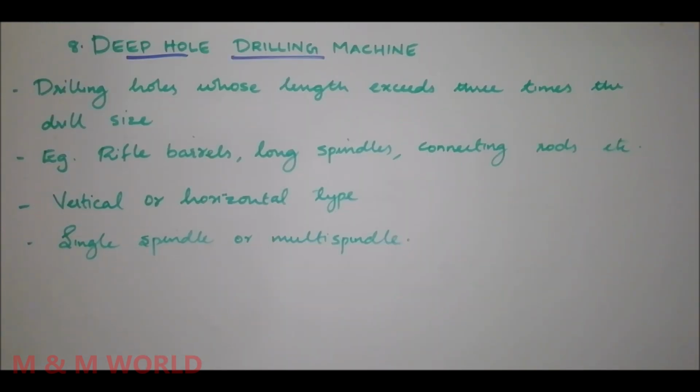So the last one is the deep hole drilling machine. The deep hole drilling machine is used when drilling holes whose length exceeds 3 times the drill size. Examples are rifle barrels, long spindles, connecting rods, etc. It can be of vertical or horizontal type, and single spindle or multi-spindle. So these are the different types of drilling machine.